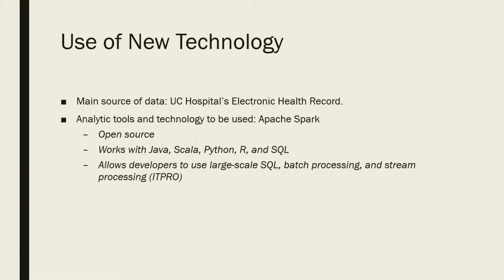So in our case, the use of new technology, our main source of data is going to be the hospital's electronic health record. The analytic tools and technology we'll be using is Apache Spark. And we like this because it's an open source system or software. It works with Java, Scala, Python, R, and SQL. And it allows developers to use large-scale SQL, batch processing, and stream processing to be able to run the reports that we need.